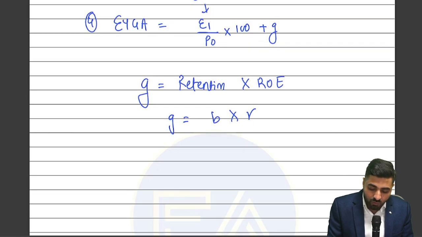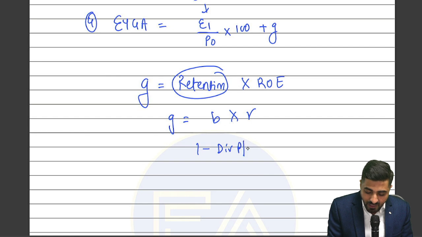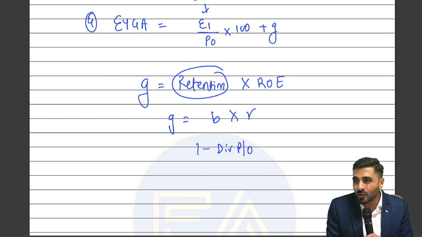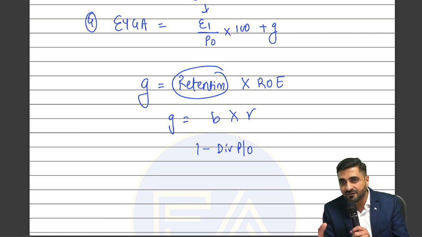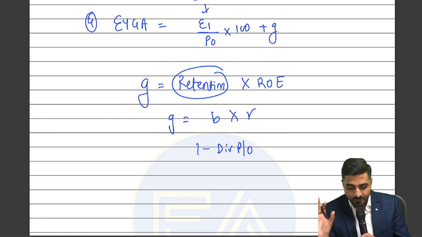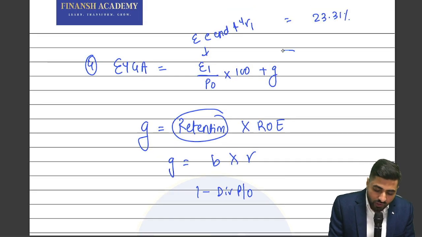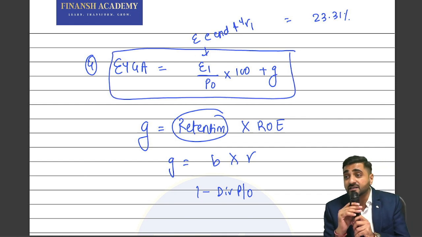Yes, sir. So the growth rate can also be defined by taking retention and multiplying that by ROE. Everyone, please tell me what is the retention ratio? 1 minus dividend payout ratio. ROE is anyway for equity shareholders. Are you all okay with this? All approaches? Yes or no? Yes, sir.